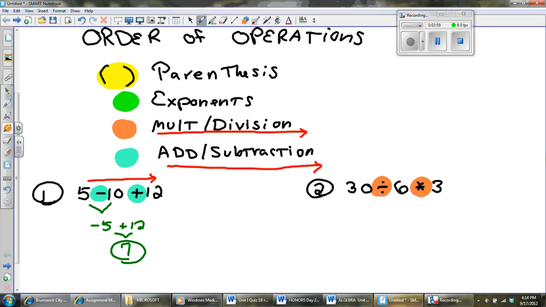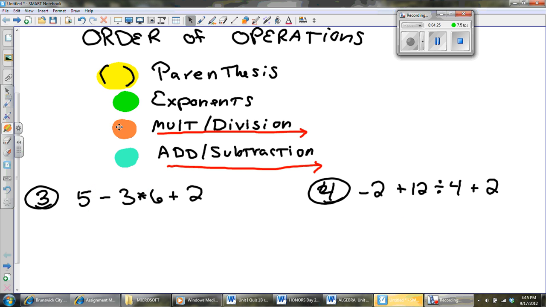Because it is only multiplication and division, I shall go left to right. So I will do 30 divided by 6 and get 5. Then I will do 5 times 3 and get 15. And there is my answer. And I know you're very good at these types of problems. Let me clear my slate and try some other problems. One moment, please.